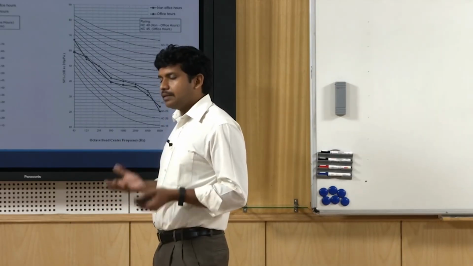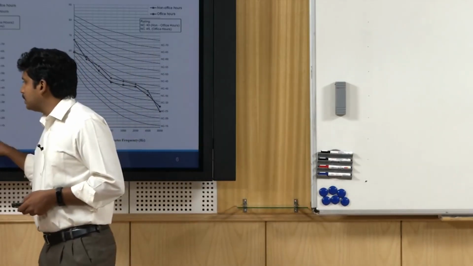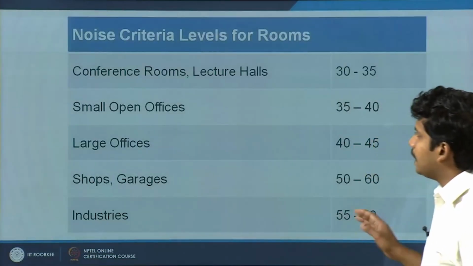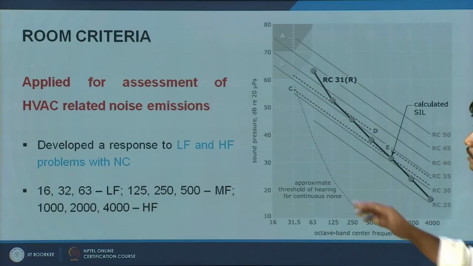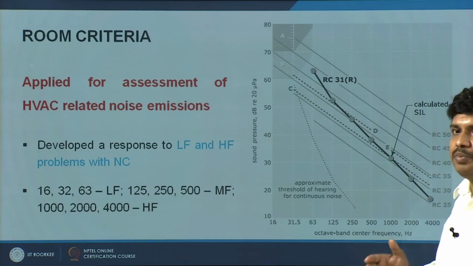So if you have to understand them closely, you have to go beyond what frequencies are presented here. That is exactly what was done in this. This is called room criteria, or commonly referred to as RC. There have been many versions.